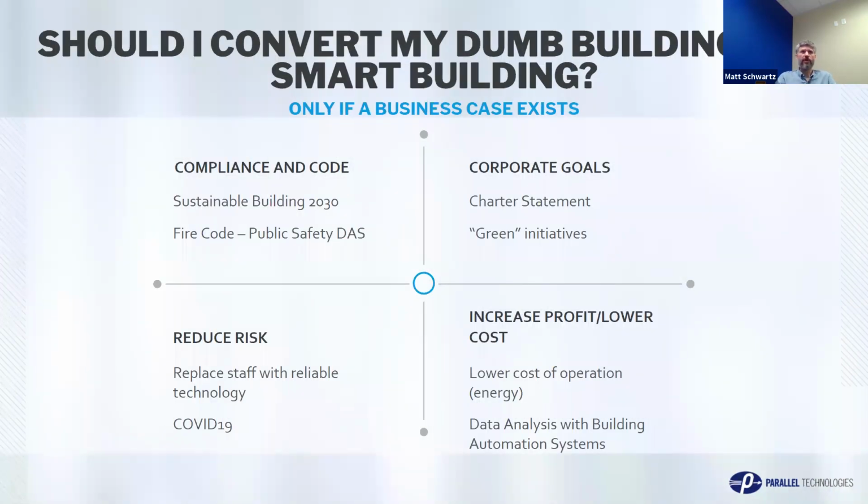As a business owner, I want to ask the question, should I convert my dumb building to a smart building? And the answer is always only if a business case exists. I want to take a look at 4 factors here which influence business decisions and how intelligent building infrastructure plays into each: compliance and code, corporate goals, risk reduction, and corporate profits.